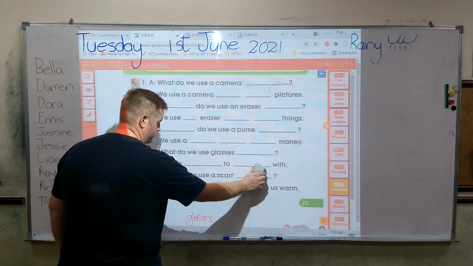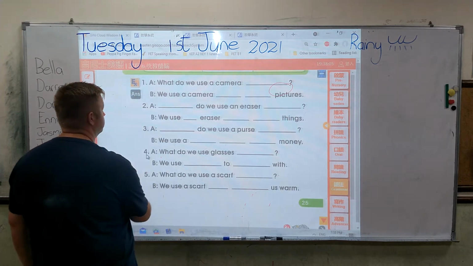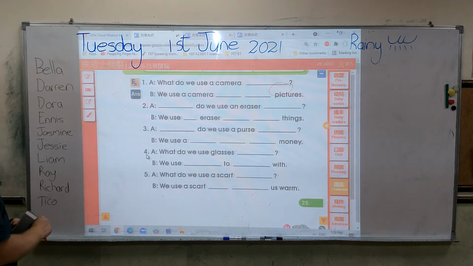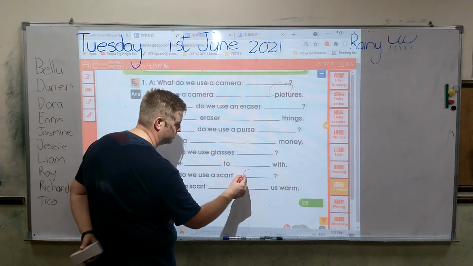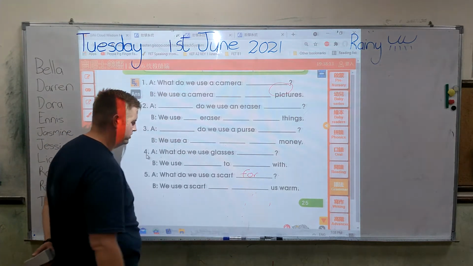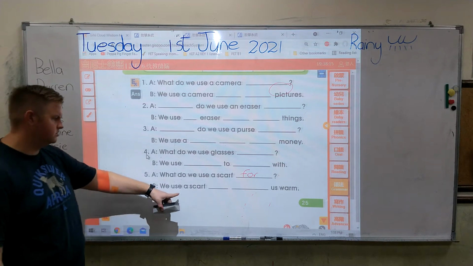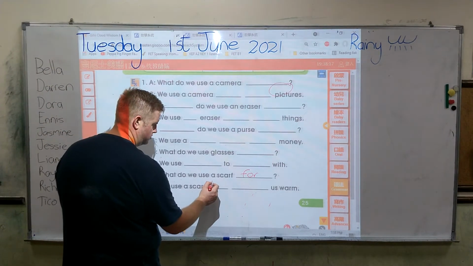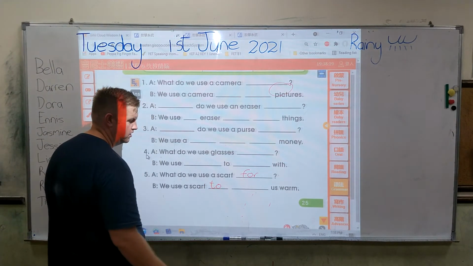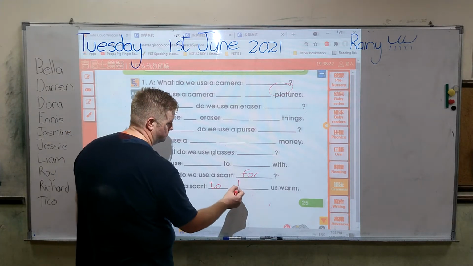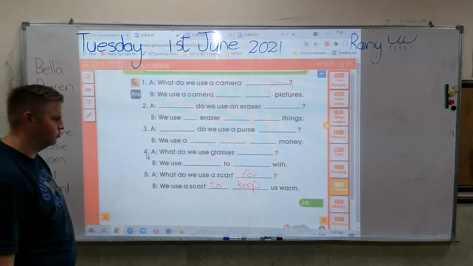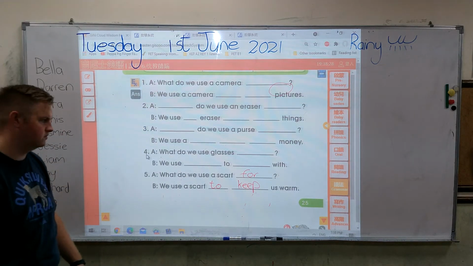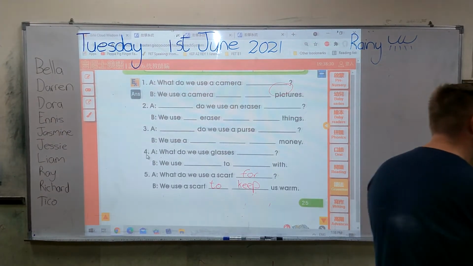And then we have number 5. What do we use a scarf for? What do we use a scarf for? We use a scarf to keep us warm. We use a scarf to keep us warm.